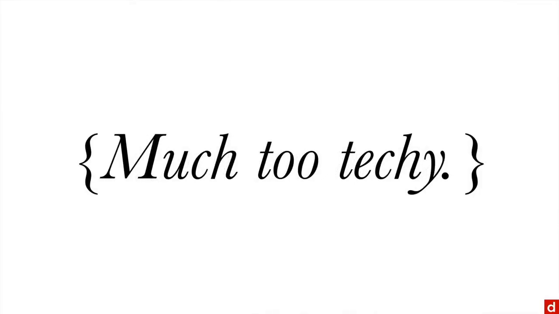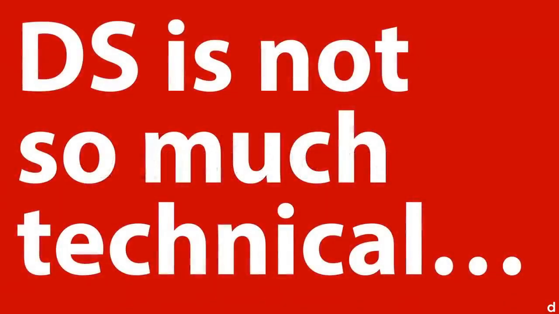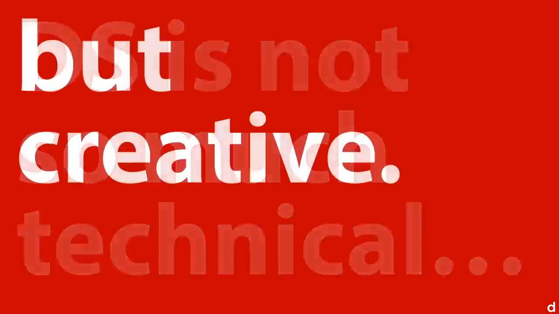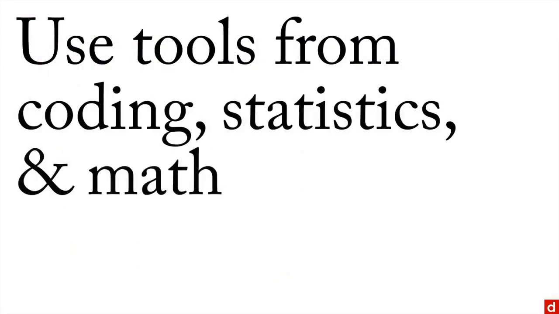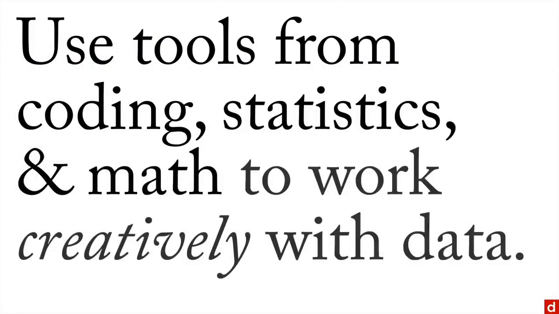Well, here's the important thing to know. While a lot of people get really fired up about the technical aspects of data science, the important thing is that data science is not so much a technical discipline, but creative. And really, that's true. The reason I say that is because in data science, you use tools that come from coding and statistics and from math, but you use those to work creatively with data.